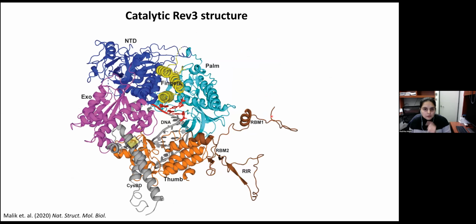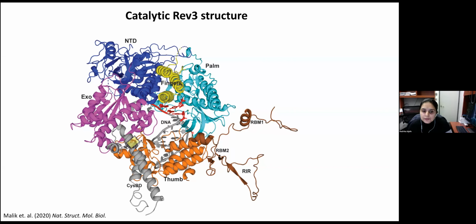So if we zoom into just the Rev3 structure and look at all the different domains, we find that the domains are in fact arranged like a typical B family polymerase. However, there are some key differences. The palm domain, the fingers domain, and the NTD are actually much more elaborate, and we had to build a lot of de novo regions in these domains. The RIR domain is actually unique and doesn't exist in the other B family polymerases, and we had to build this entire domain de novo. Conversely, the CTD is present in all the B family polymerases.